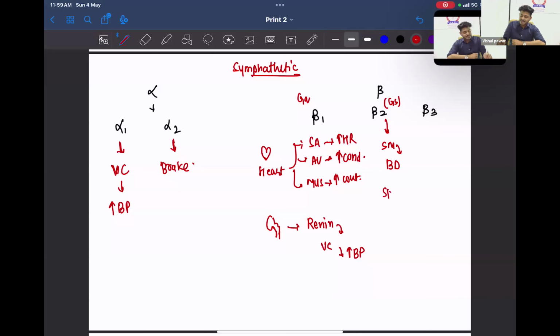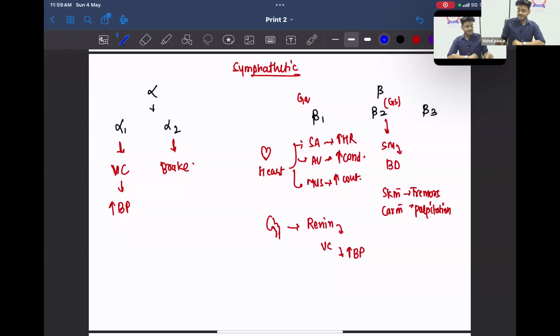In a skeletal muscle, it is going to do what? Contraction. In cardiac muscle, it is also going to do what? Contraction. So skeletal muscle contraction is known as what? Abnormal contraction of skeletal muscle is known as tremors, and abnormal contraction of cardiac muscle is known as palpitation. You understand what is tremor, what is palpitation? Tremors is abnormal contraction of skeletal muscle. Abnormal contraction of cardiac muscle is known as palpitation. Is that okay? No issues with this, right?